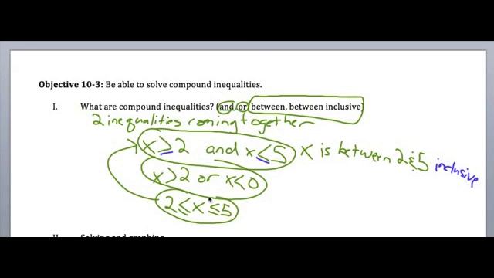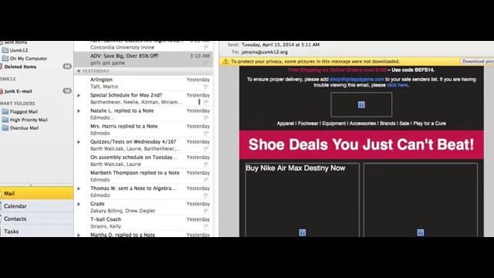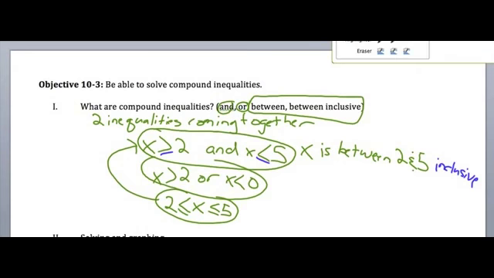So and, or, and the one sentence format are kind of the ways that you see them written. And if you see things written in words, words like between and between inclusive show you that you have an and statement going on. Okay? So how do we solve these and how is that different? Let me show you.